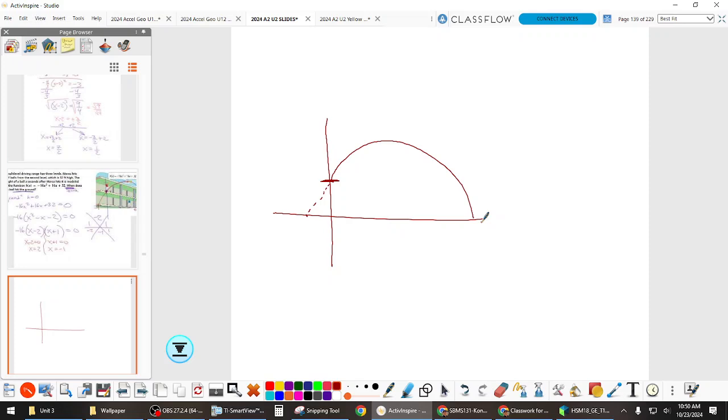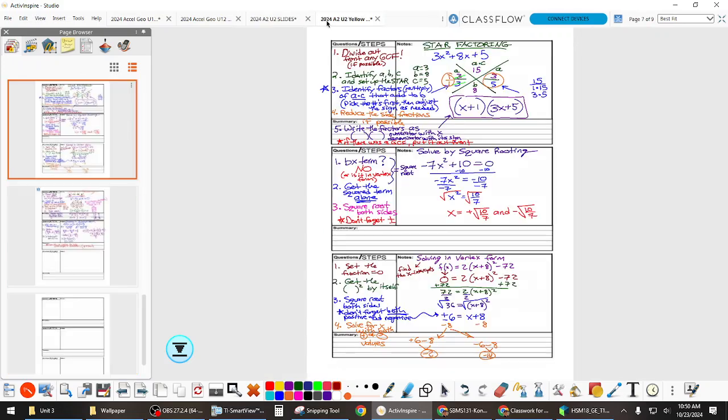I guess golf, you hit off the ground, so that would be another one that's just at 0. Grab your notes. Let's go write a few of these things down.